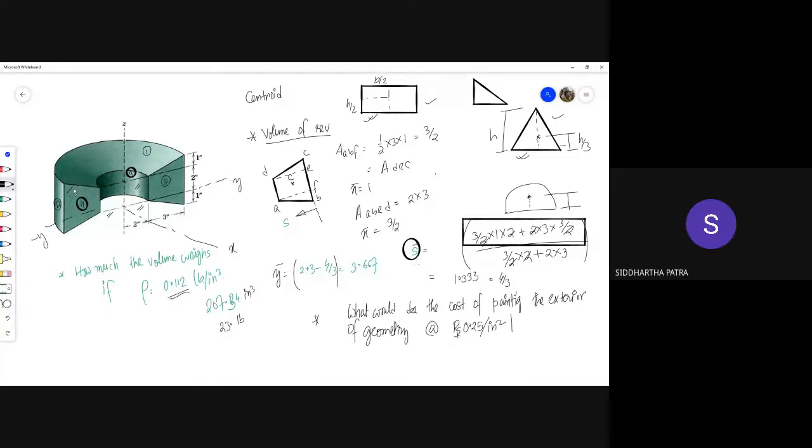Sir, I am just asking about the image. Sir, suppose if the question is given in the exam, then do I have to draw the images? Like this 3D image is very difficult to draw on paper.